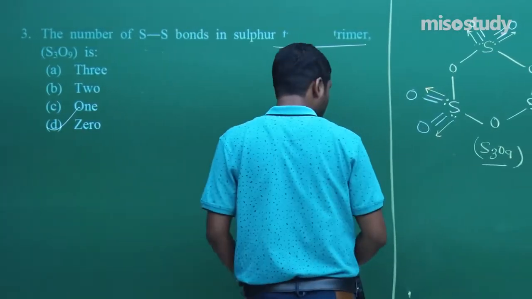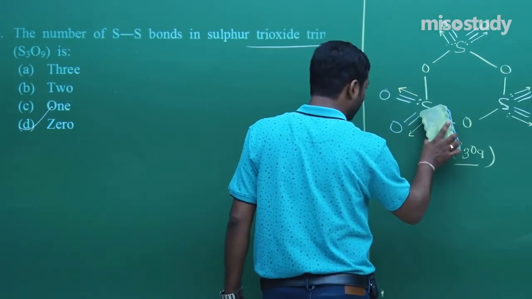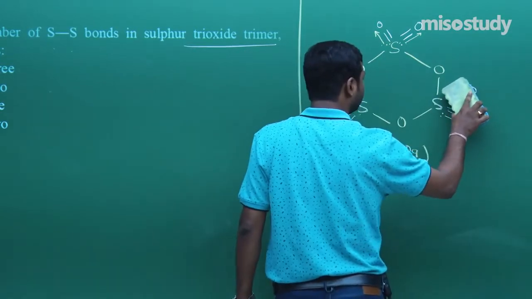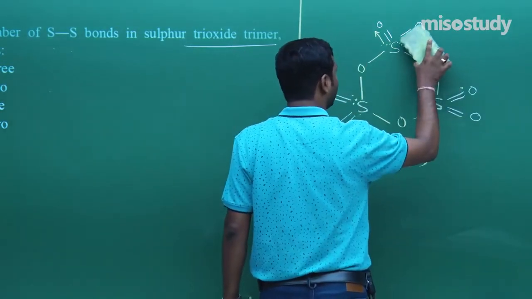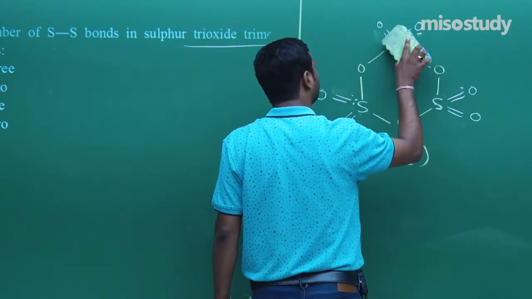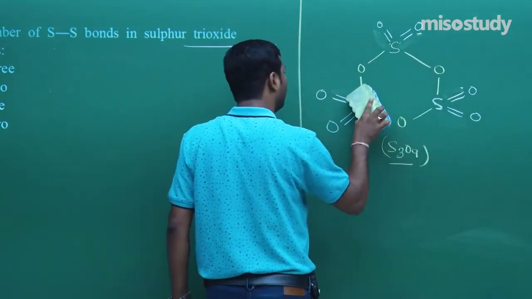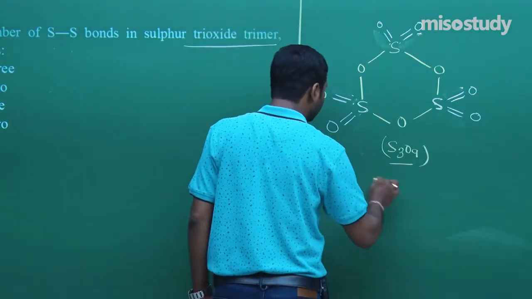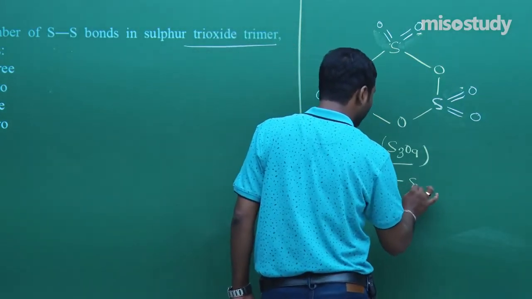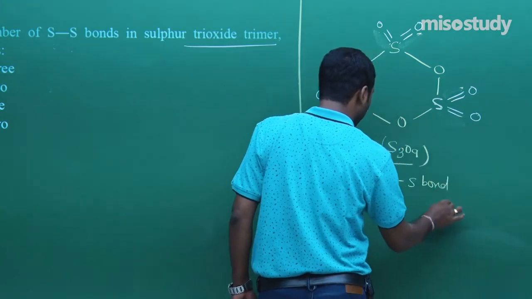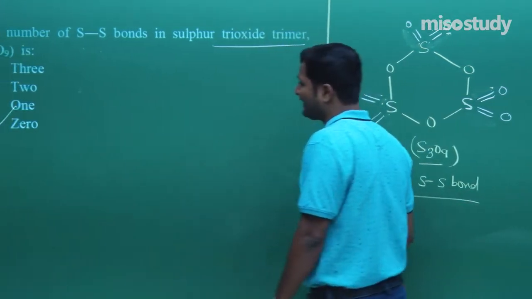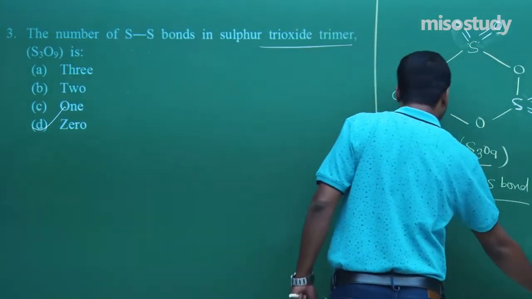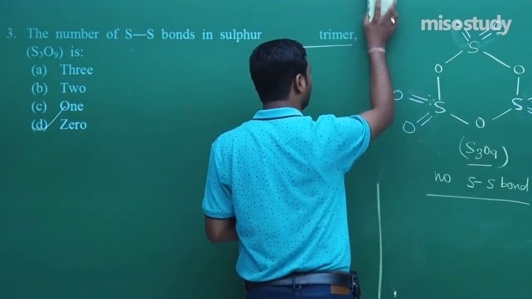So for the third question, check the structure again. This is clear to you, friend? That is S3O9. So we can say there is no S-S bond here. So for this, what I told, 0, is the correct option. Clear? Now I'm going to rub this part and we'll discuss the next question. Wait for a moment, friend.